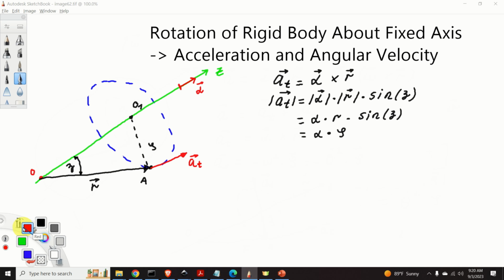Now, we can go one step further. The distance O1A is denoted by rho. However, we can actually introduce the vector rho. The vector rho starts from O1 and it ends at A. And here it is. This is the vector rho. By using this vector rho, we can write the expression for tangential acceleration a little bit differently. Let's show that. AT can actually be written as alpha cross this vector rho.